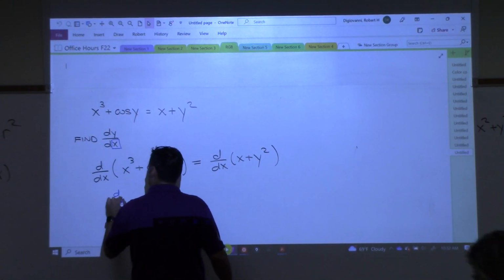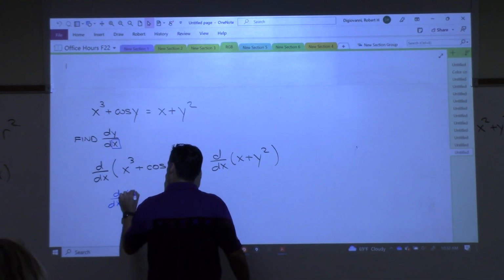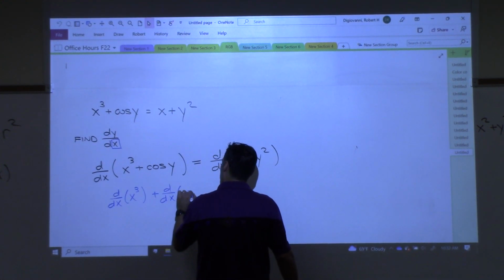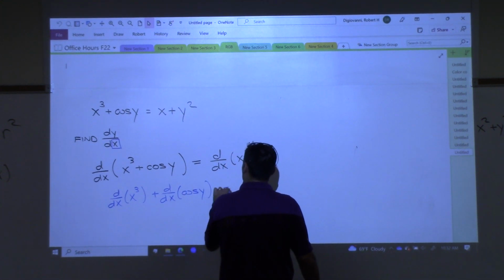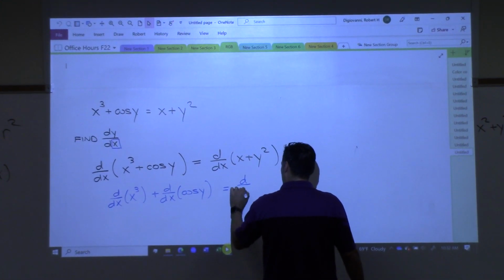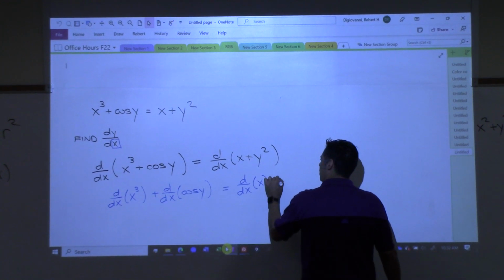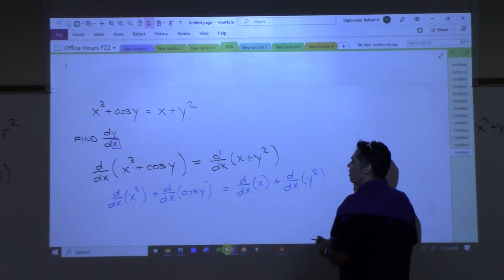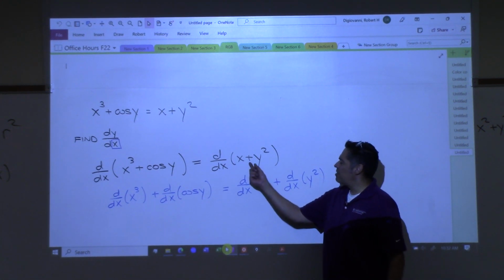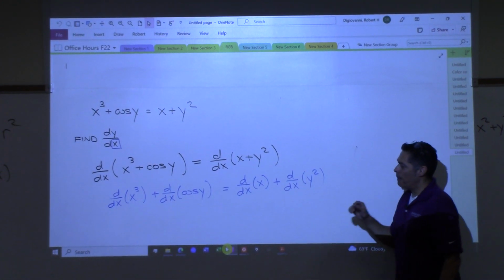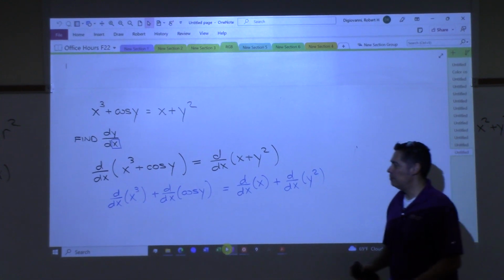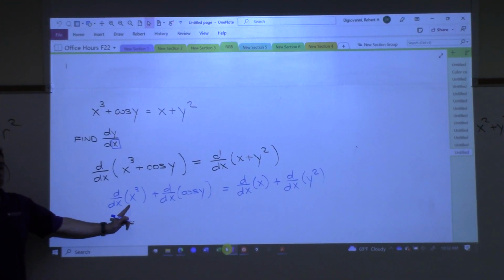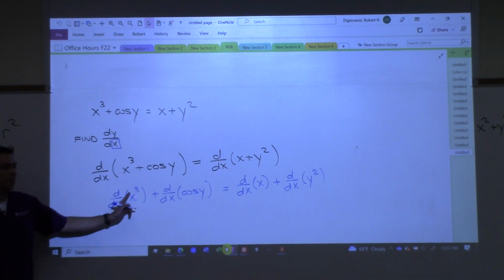I take the derivative with respect to x of x cubed. Then I add to it the derivative with respect to x of cosine of y. That should be equal to the derivative with respect to x of x plus the derivative with respect to x of y squared. So same thing on the right side. Since there was addition, I just did them separately. All right, who wants the first one? What's the derivative of x cubed with respect to x?